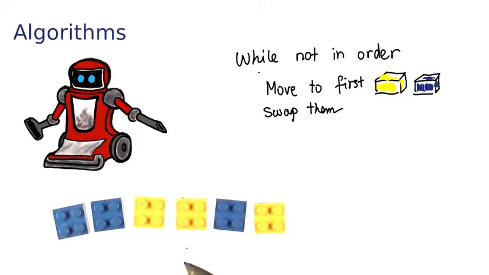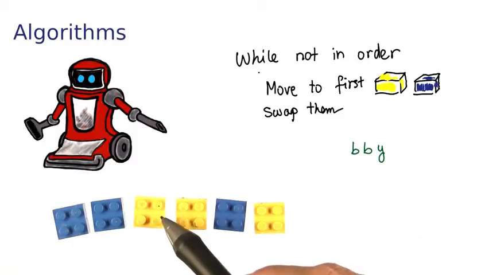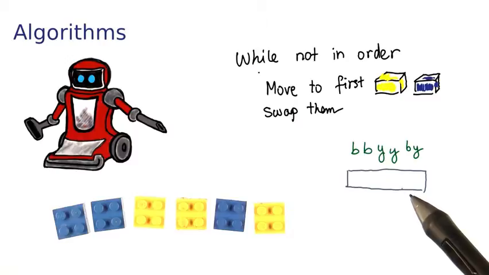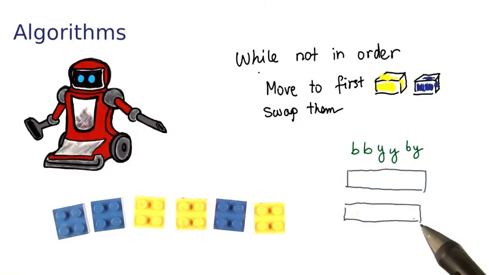Now I'd like you to try this. If I write a B for blue and a Y for yellow, tell me the sequence of the blocks after the next swap, and the next one after that.